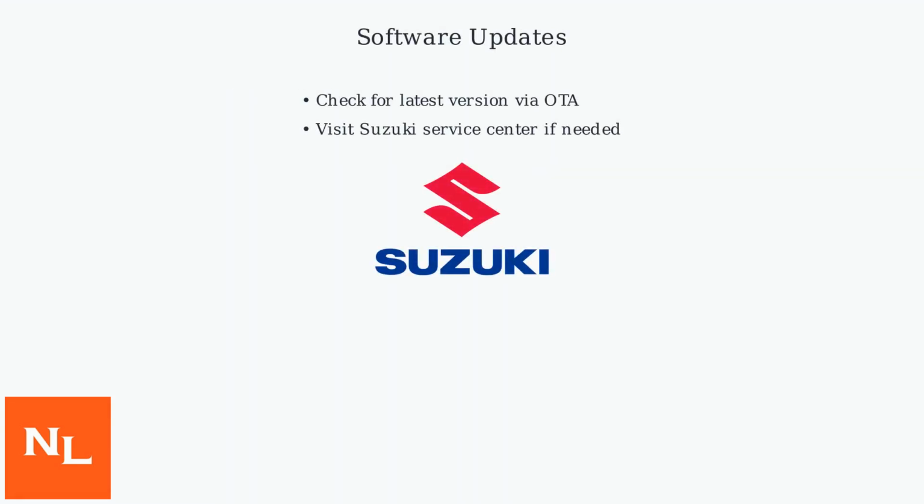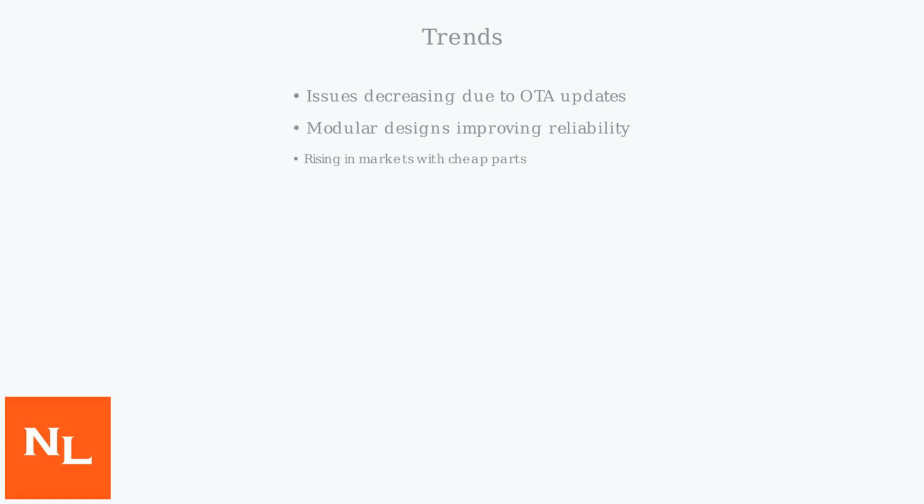Software updates are crucial. Ensure your system is running the latest version, obtainable via OTA updates or through a Suzuki service center. Remember that issues are trending downwards due to OTA updates and modular designs, and are rising in emerging markets where cheap aftermarket parts are used.